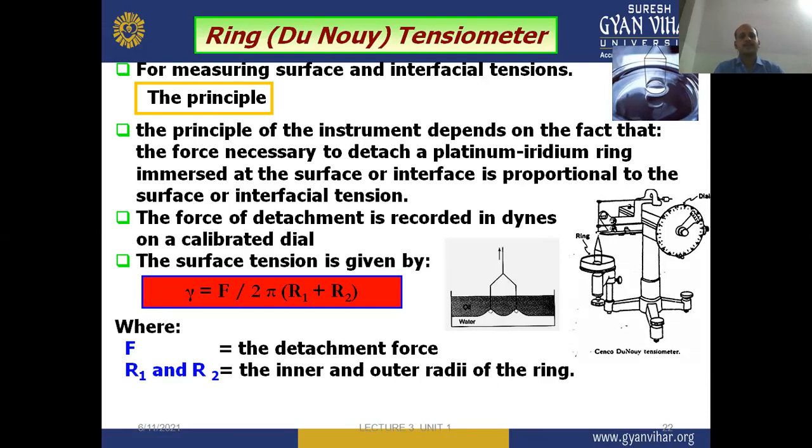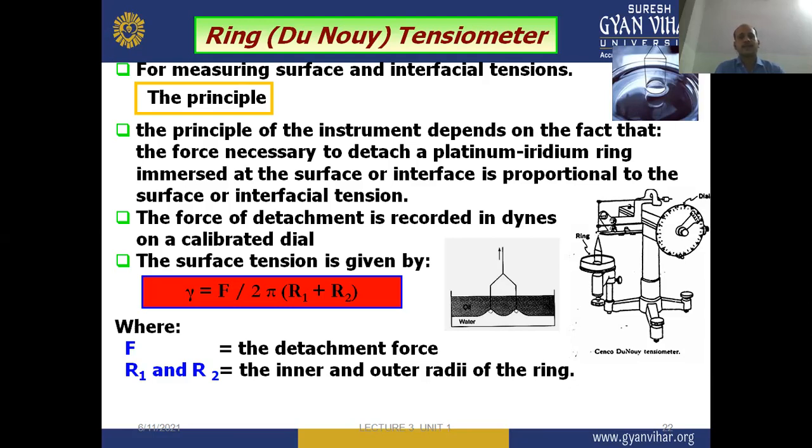For measuring superficial and interfacial tensions, it can be used. The first method can be used for measurement of surface tension only, but the second method, the ring tensiometer method, which is based on the use of the tensiometer apparatus, can help determine the surface tension as well as the interfacial tension.